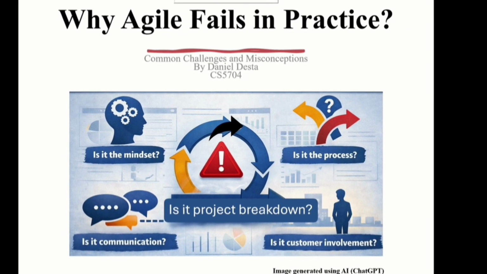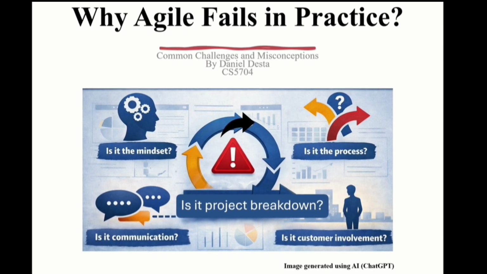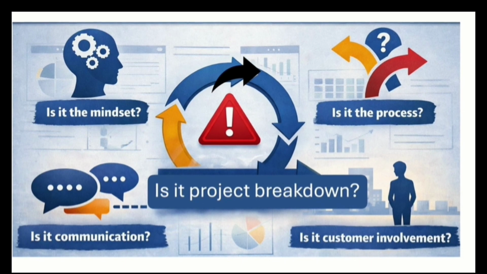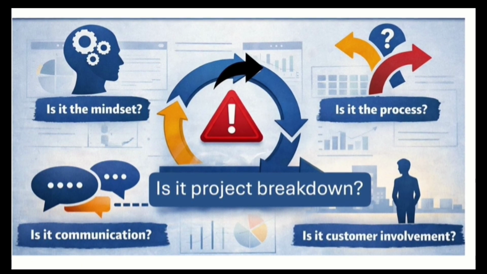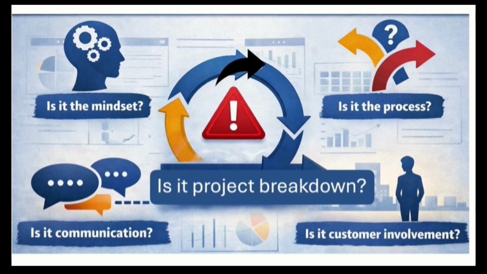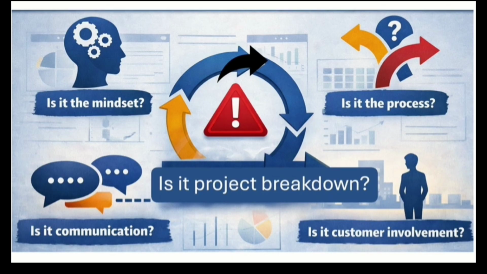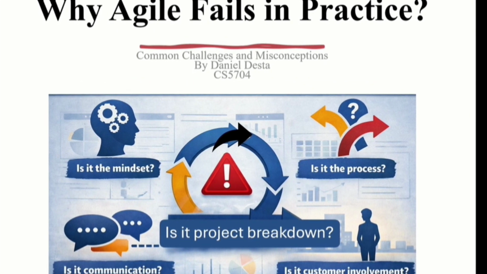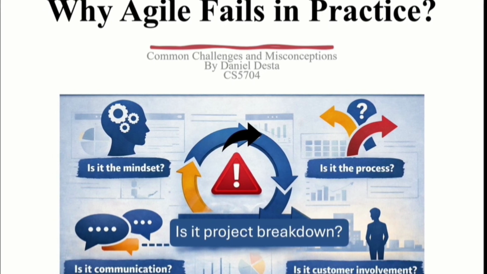When looking at Agile in practice, an important question comes up. Why does it often fail, even though it is designed to be flexible and effective? As shown on this slide, there are several important questions to consider. Is it the mindset? Is it the process? Is it communication or customer involvement? Or is it how projects are structured and managed? Rather than focusing on just one cause, this presentation examines the broader gap between Agile theory and real-world practice.